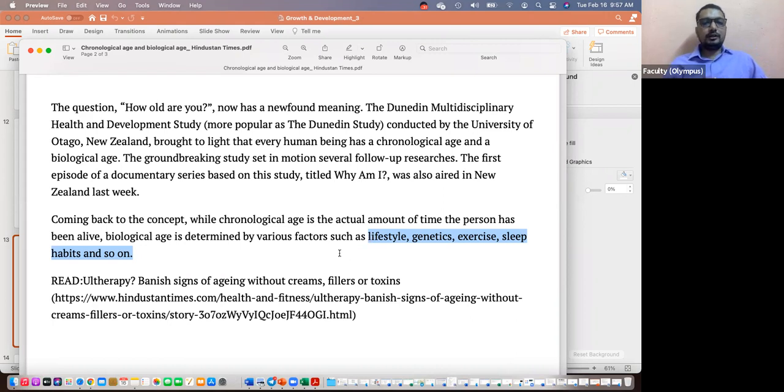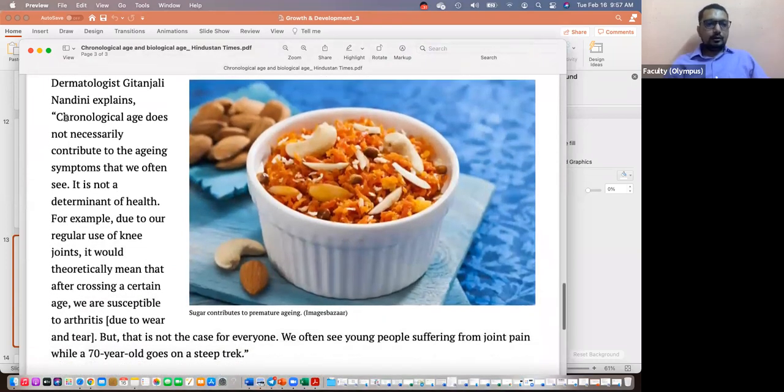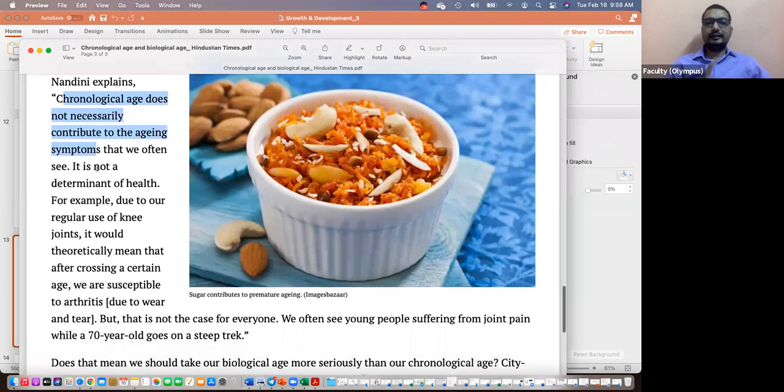So definitely, chronological and biological age are different concepts. Chronological age does not necessarily contribute to the aging symptoms we often see, such as folds in the skin, loss of hair, graying of hair. These may not be the direct contribution of chronological age, but of biological age. Why do some people feel sick, or start having difficulty in breathing? There can be different medical conditions, but your biological age may be increasing more than the chronological age.